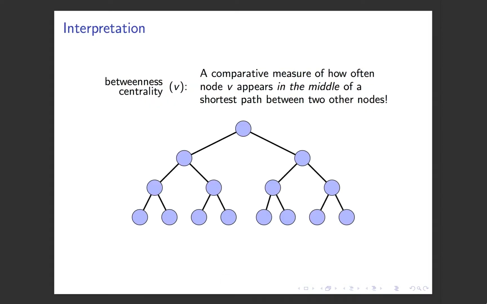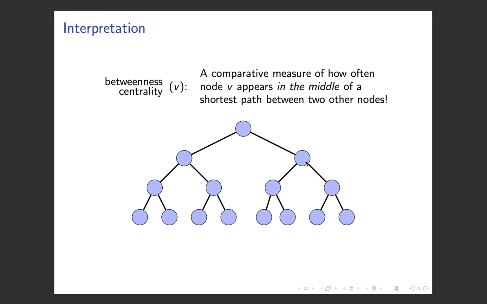Remember our telephone tree. In this case, we had one person calling 2 others, who calls 2 others, who calls 2 others, etc. You can do the computations, but convince yourself that these nodes down here at the bottom will have a betweenness centrality of 0. They're never going to appear in the middle of a shortest path between 2 other nodes. However, if we consider a node like, say, this one, this is going to have a non-zero betweenness centrality.